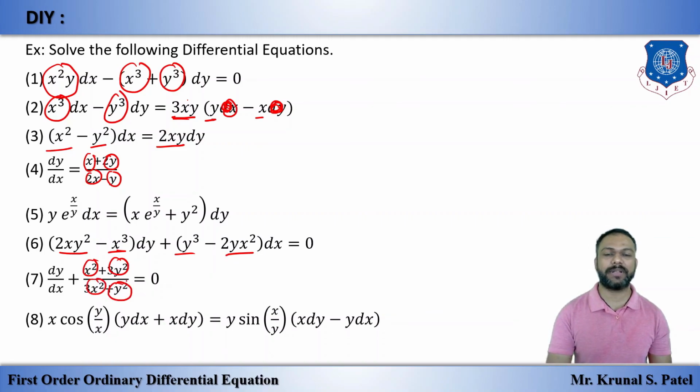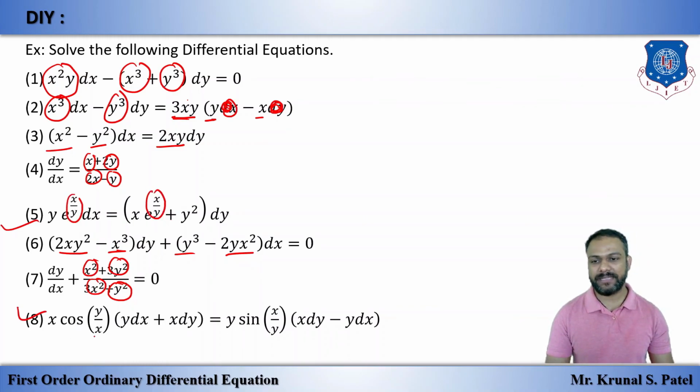In some examples you can directly see, and in the remaining two examples you can see that x by y is common. So suppose x by y is equal to v, and in this example y by x is common. So suppose y by x is equal to v. Okay, so in homogeneous equations, what we have seen is, first after supposing that y by x is equal to v or x by y is equal to v, by simplifying we have reduced it to the variable separable method.